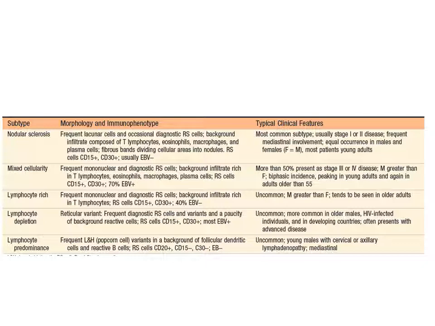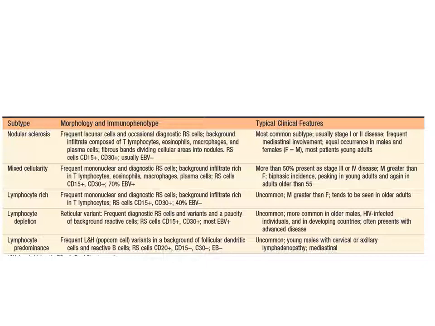Second is mixed cellularity: frequent mononuclear and diagnostic Reed-Sternberg cells. Usually the RS cell is binuclear; here these may be mononuclear. Background infiltrate is rich in T lymphocytes, eosinophils, macrophages, plasma cells. Now Reed-Sternberg cells are again CD15 positive, CD30 positive, and most of these may be positive for the EBV virus. So 70% of these cases have this EBV infection.